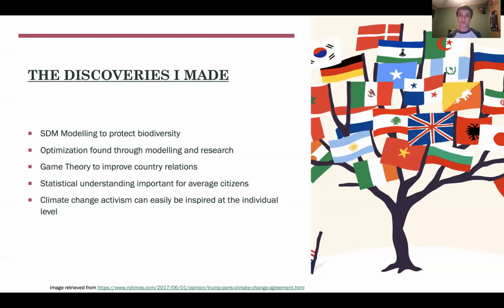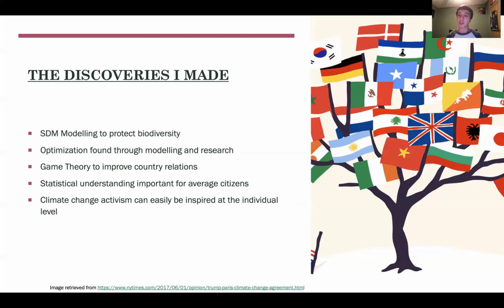Also, I found when exploring a naysayer that statistical understanding is relevant to most average citizens, because you need to know what you're seeing in the news and the media when they have these graphs, and you need to understand and interpret what they mean.